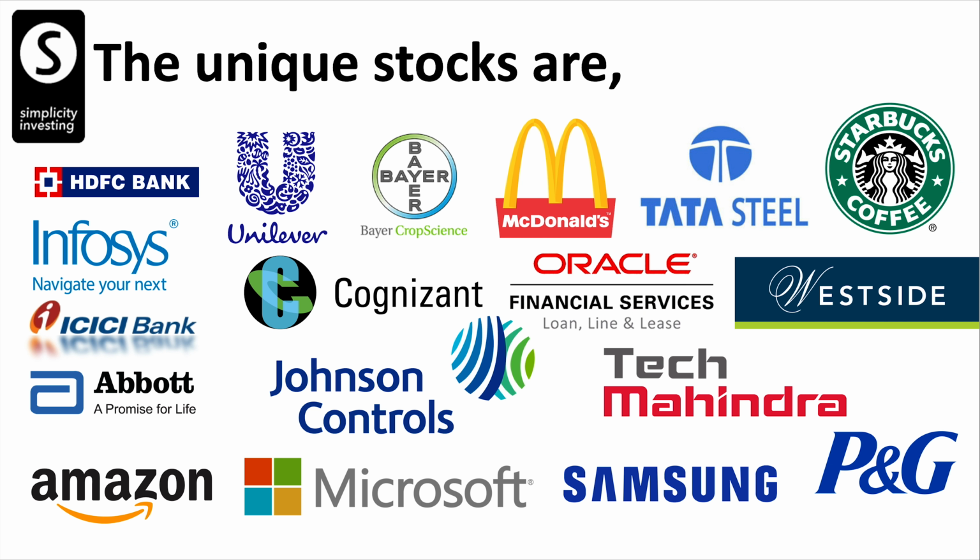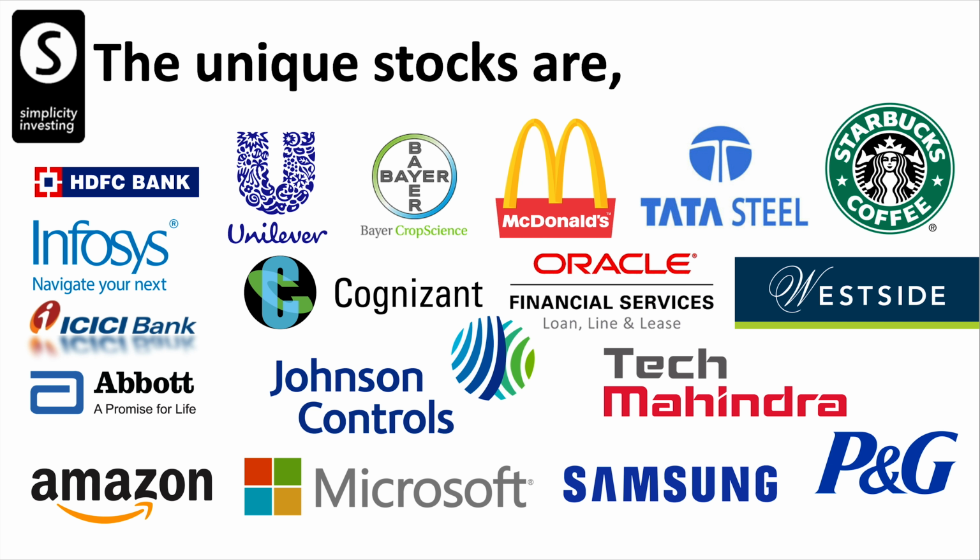Now, which are those stocks? The stocks are HDFC, Infosys, Abbott, Amazon, Johnson Controls, Tech Mahindra, Westside. Westside means Trent. Then Starbucks, correct? McDonald's. These are the companies which have changed the life of people, and they have a management which knows how to navigate during bad times or recession times. These are the companies who have huge cash reserves. They don't over-leverage. They don't borrow. They have very high ethical standards.